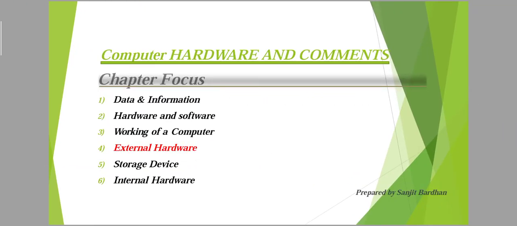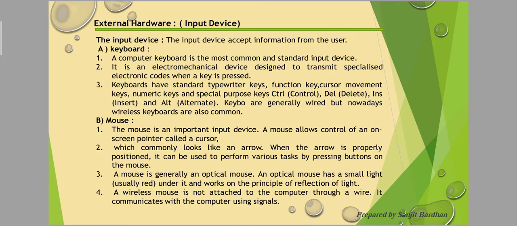In my first video I already have discussed the first three topics, which are data and information, hardware and software, and working of a computer. And today I am going to discuss the topic which is external hardware. So move on to the topic. Here you can see the external hardware. Number A is keyboard and number 2 is mouse. In my previous video I already discussed about keyboard and mouse.